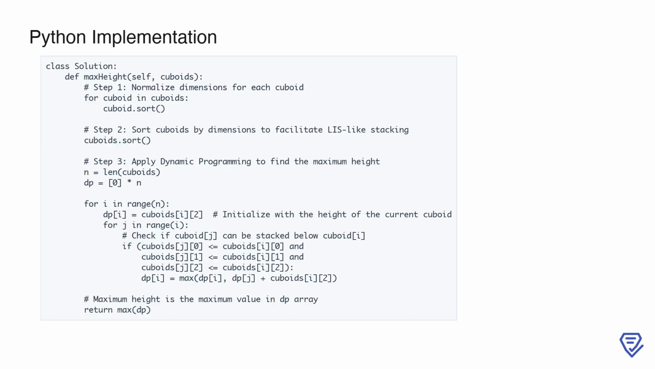Complexity analysis. Time complexity: sorting the cuboids takes O(n log n), and the nested loop to compute the dp array takes O(n squared), where n is the number of cuboids. Thus, the overall complexity is O(n squared). Space complexity: the space usage is O(n) for the dp array. This implementation is both efficient and concise, adhering to the constraints of the problem while ensuring clarity and correctness.